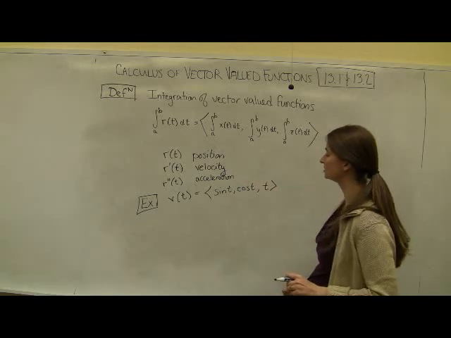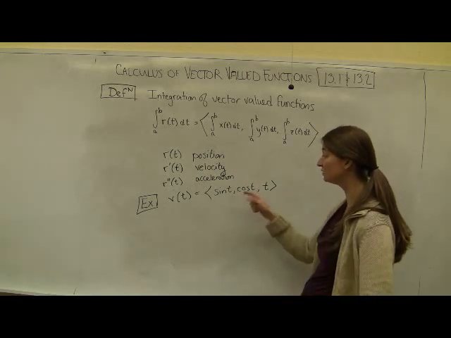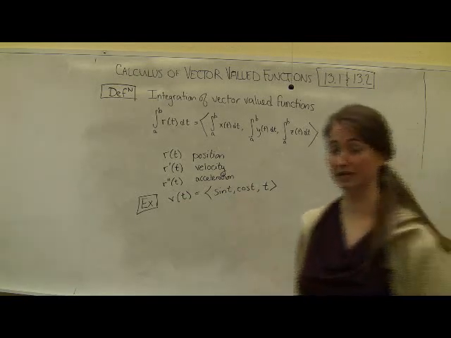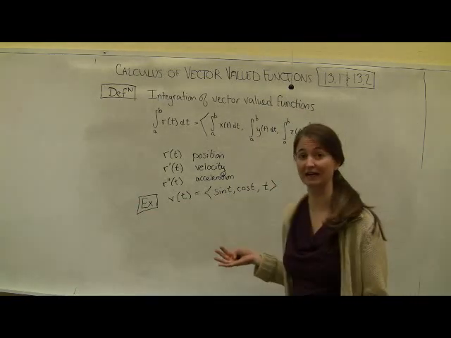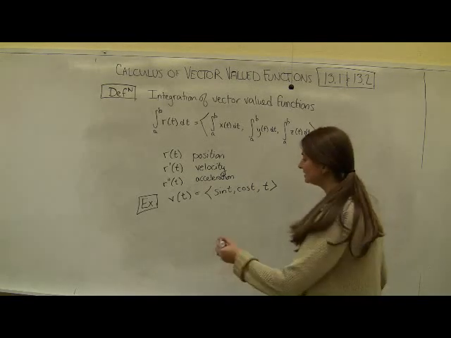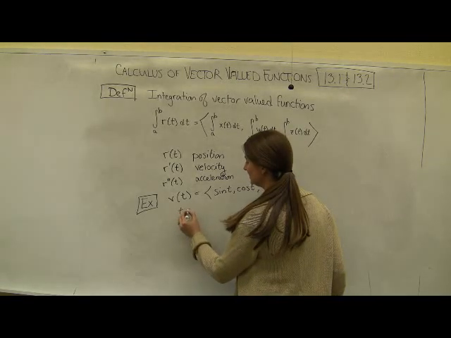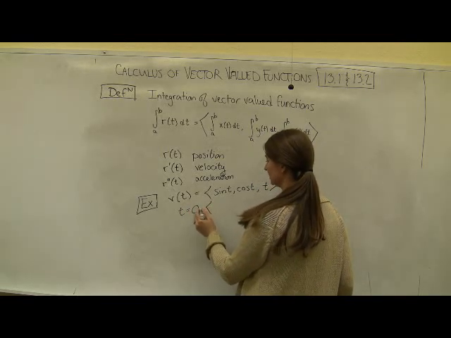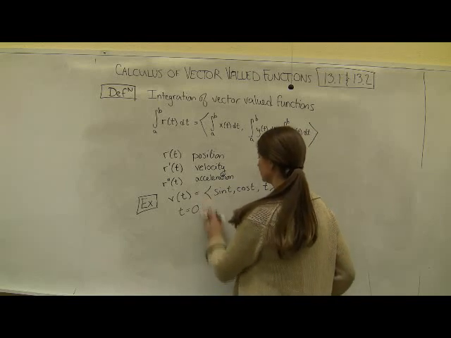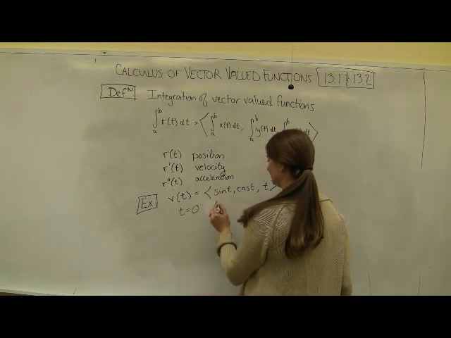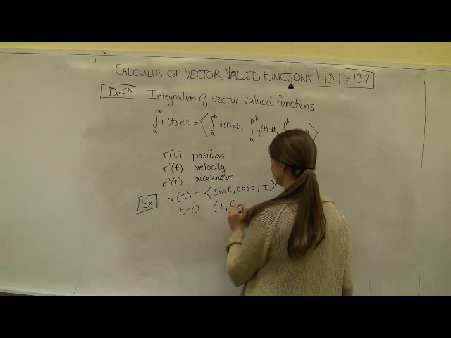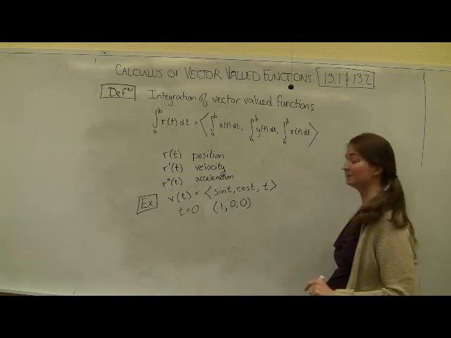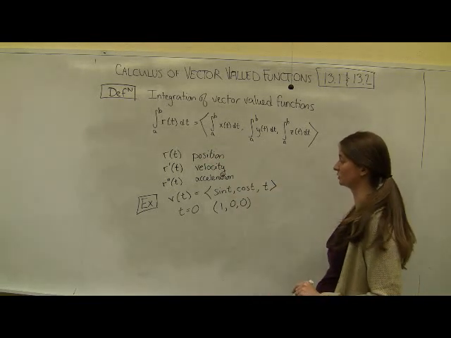How can I find out my position vector given this information? It turns out this isn't quite enough. If all I'm given is my velocity, I don't know where in the world I started. So I can't tell you where exactly I am if I don't know where I began. Let's say that at t equals 0, we had a position. I started at the point 1, 0, 0. Now we have enough information to be able to find out what our position vector is going to be.